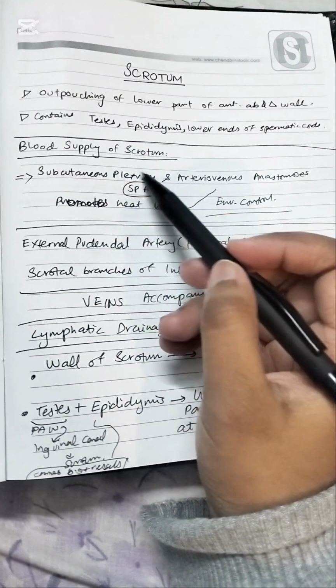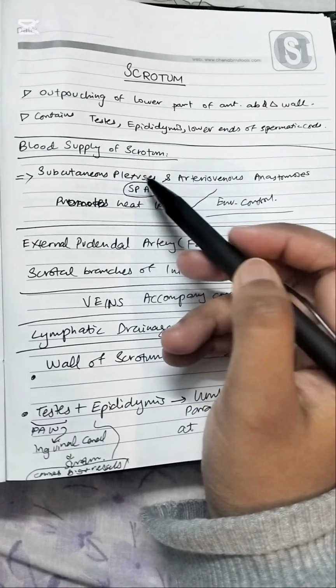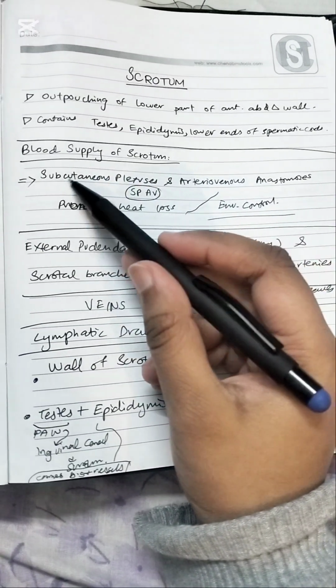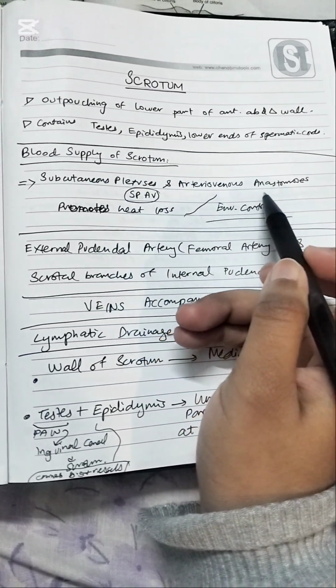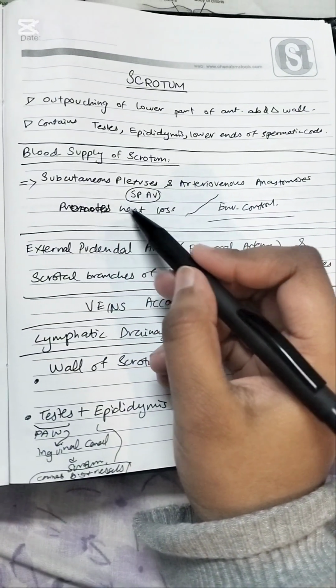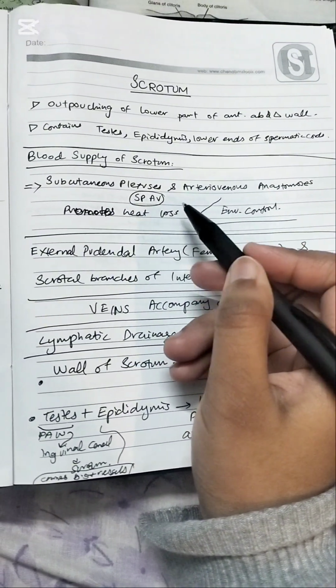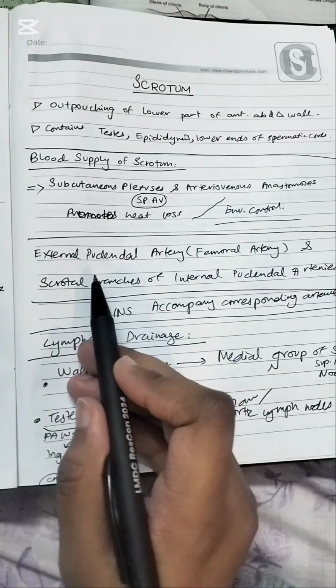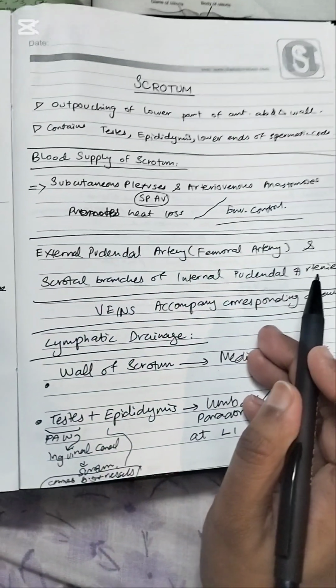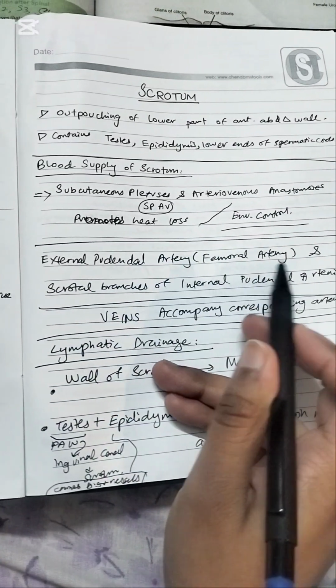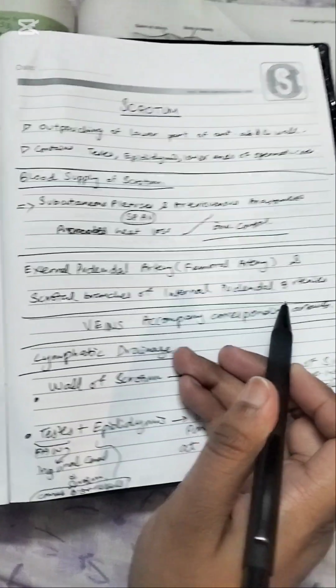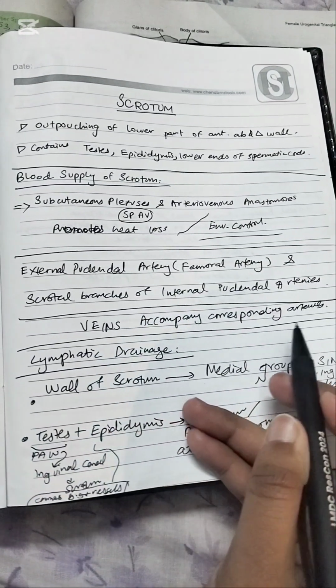Now let's talk about the blood supply of the scrotum. So please remember SPAV as well. Subcutaneous plexuses and arteriovenous anastomosis are going to promote heat loss, and so they are also involved in environmental control. We're going to talk about the blood supply: external pudendal artery from the femoral artery, and the scrotal branches of the internal pudendal arteries, and the veins are going to accompany the arteries.